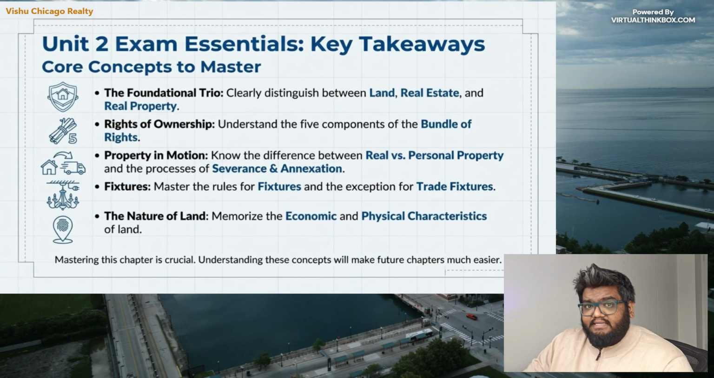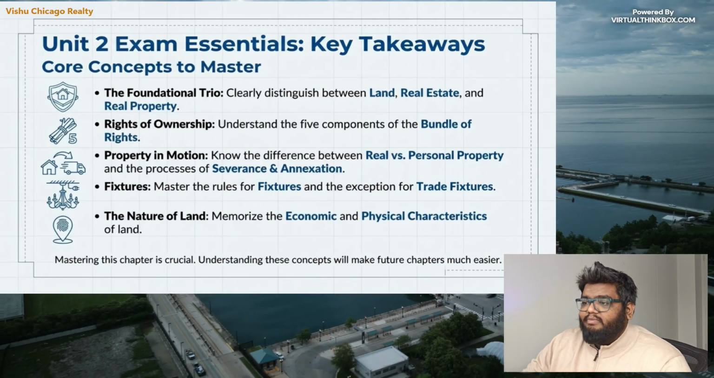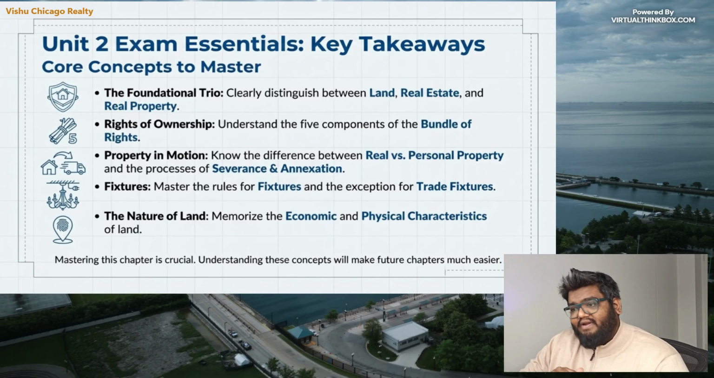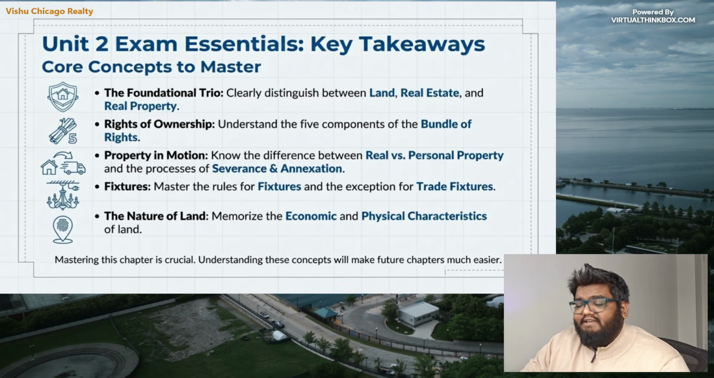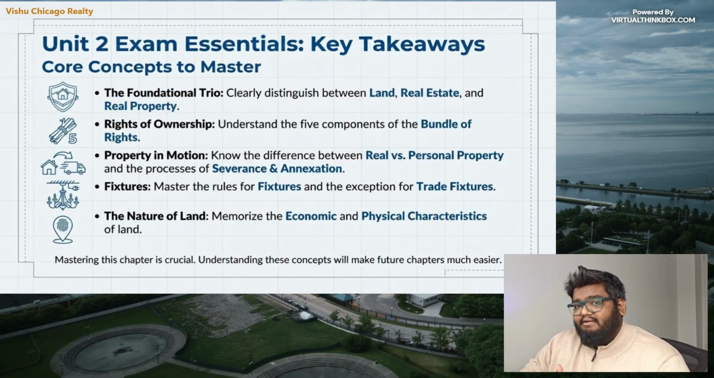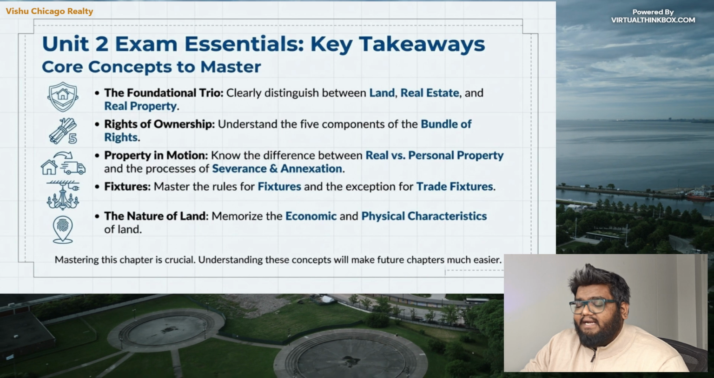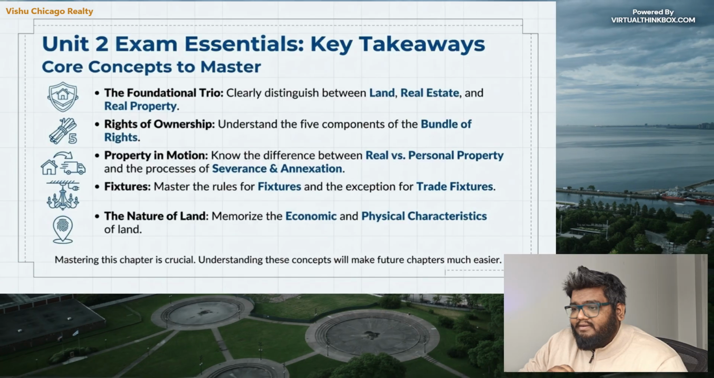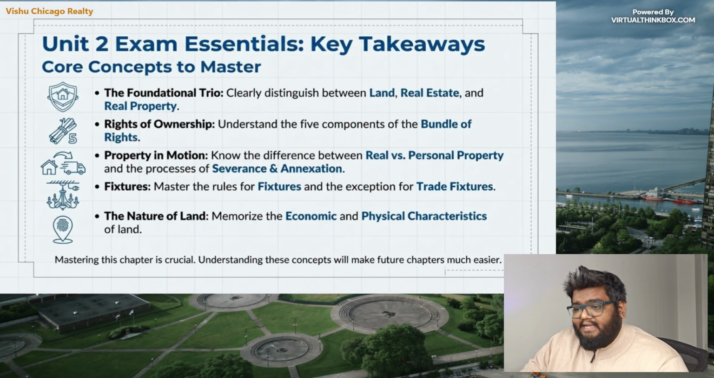So what did we learn in this unit? To succeed on Unit 2, you must clearly distinguish between land, real estate, and real property. You need to understand the bundle of rights. You must know the difference between real property and personal property, including severance and annexation. You must master fixtures and trade fixtures. And you must memorize the economic and physical characteristics of land. Mastering this unit makes future chapters much easier because these terms will be used again and again.